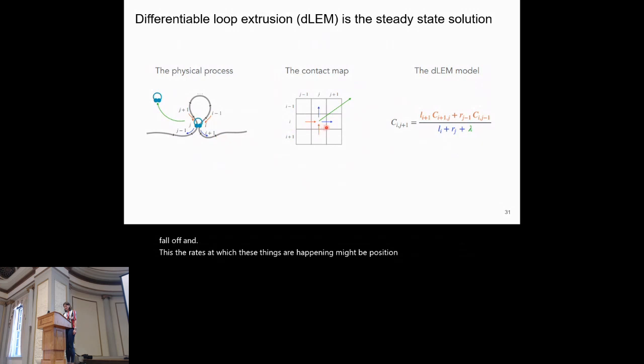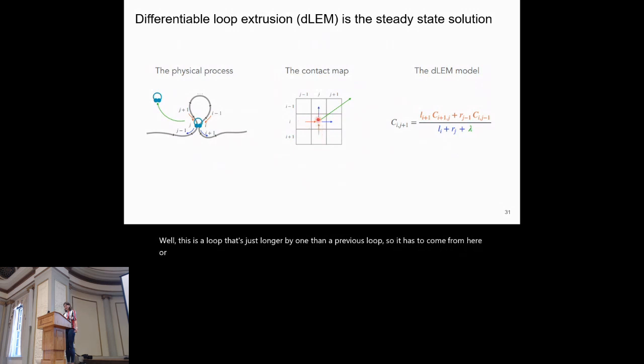So we can think about a particular cell in the Hi-C. Where does this come from? Well, this is a loop that's just longer by 1 than a previous loop, so it has to come from here or here. Then in the next step, where can it go? Well, it can go either here or here, or it can just detach and make no further contributions in the contact map. And so this gives you a very simple expression for the steady state concentration of this cell in terms of its neighboring cells and a few different rate parameters.